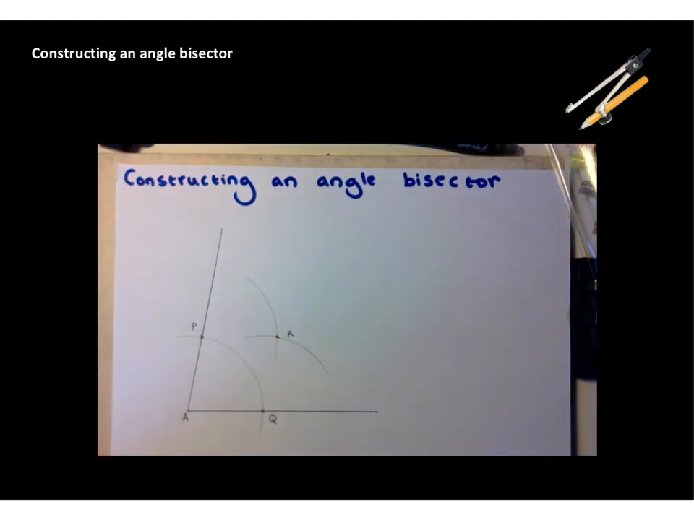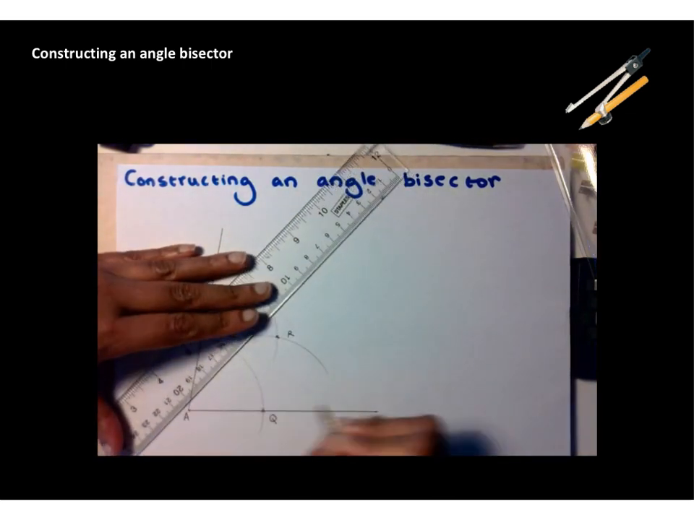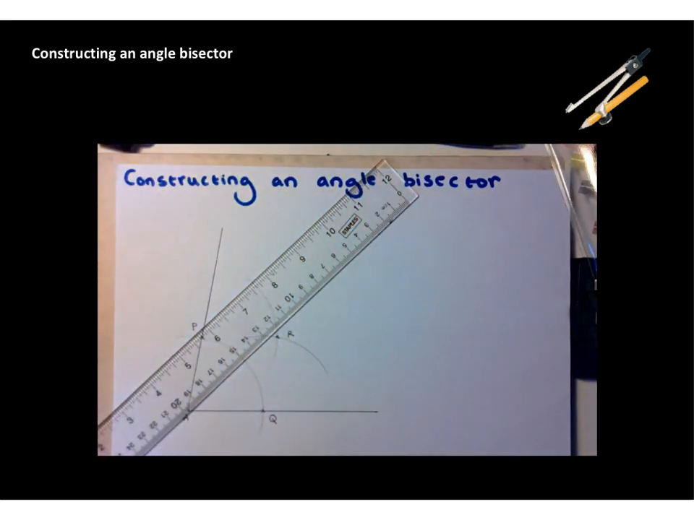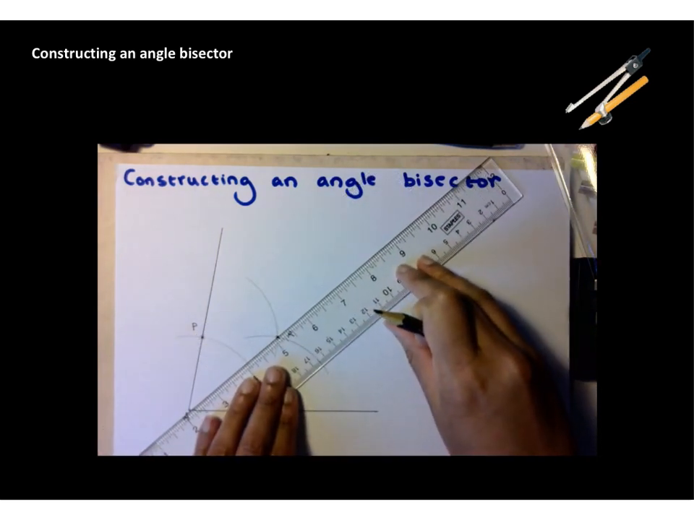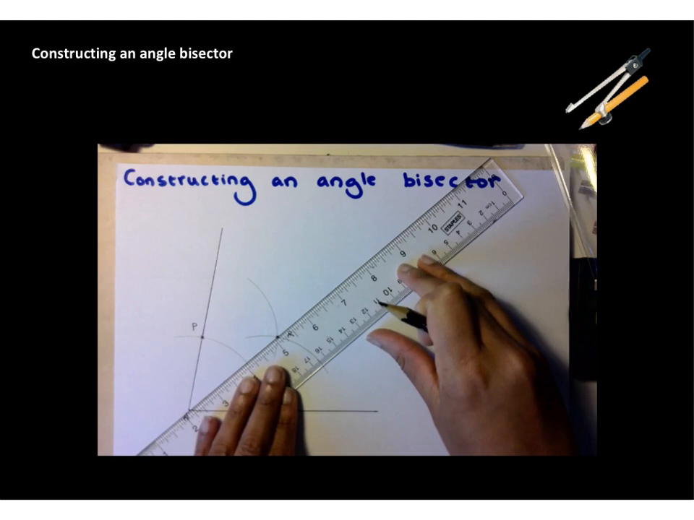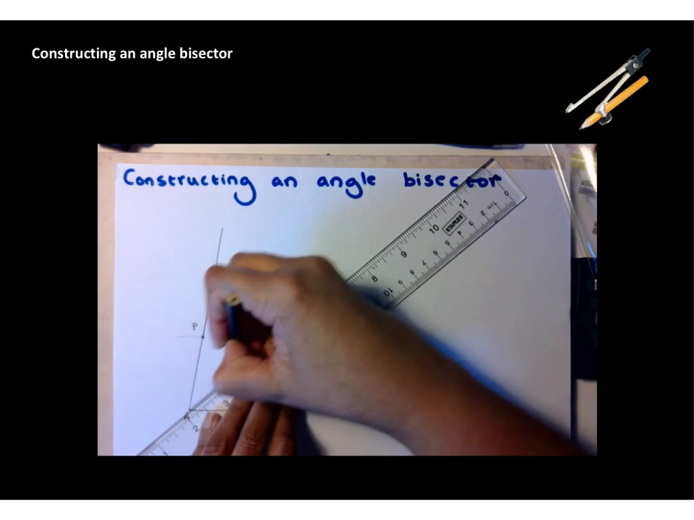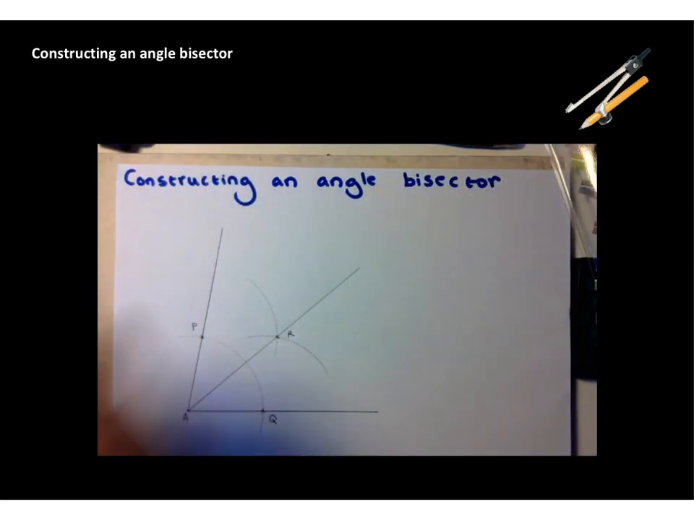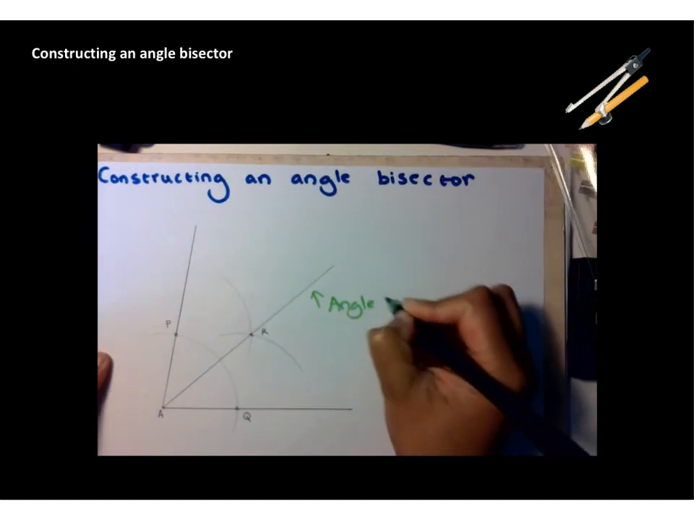And what I'm going to do is take a ruler, and I'm going to join point A over here with point R as accurately as possible. So try and be as precise as you can. The more precise you are, the better your result will be. Now, what have I created? Well, this line here is the angle bisector.